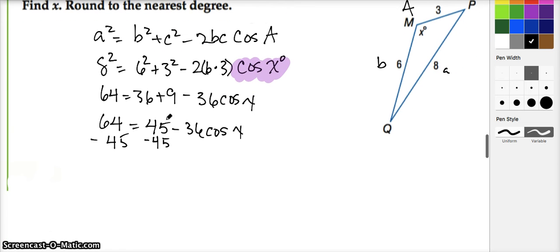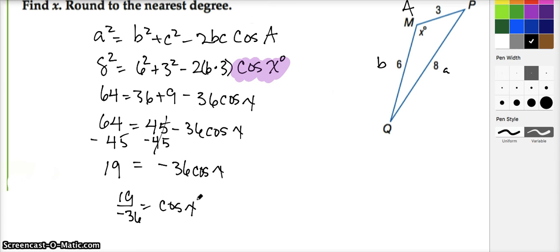If I subtract 45 from both sides, remember my goal is to isolate that cosine term. What I get over here is 19, if I'm not mistaken. A positive 19 is equal to negative 36 cosine of x. Now I'm going to divide both sides by negative 36, and I get 19 over negative 36 is equal to cosine of x.